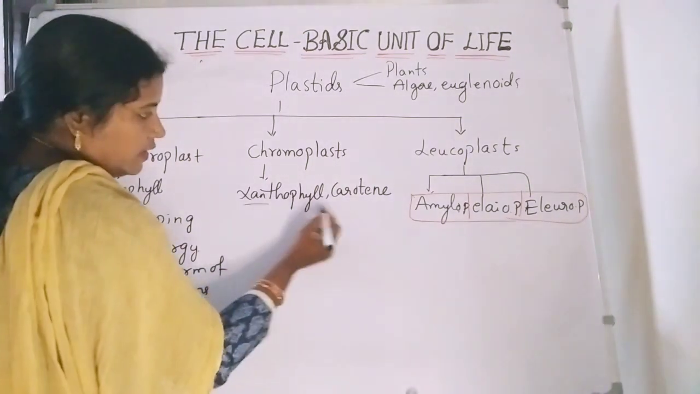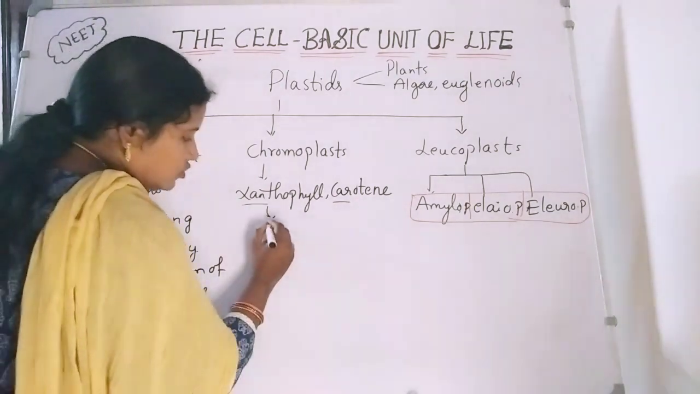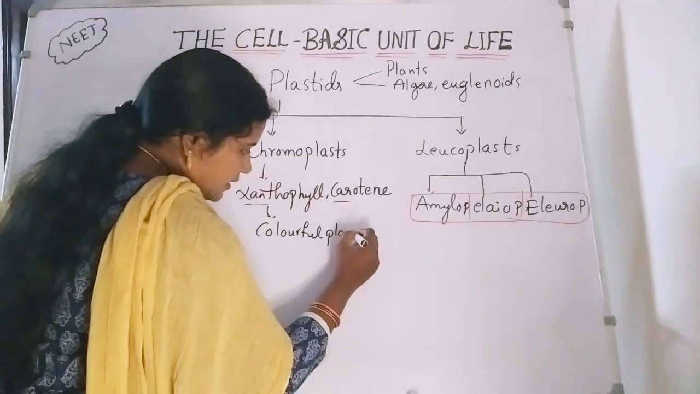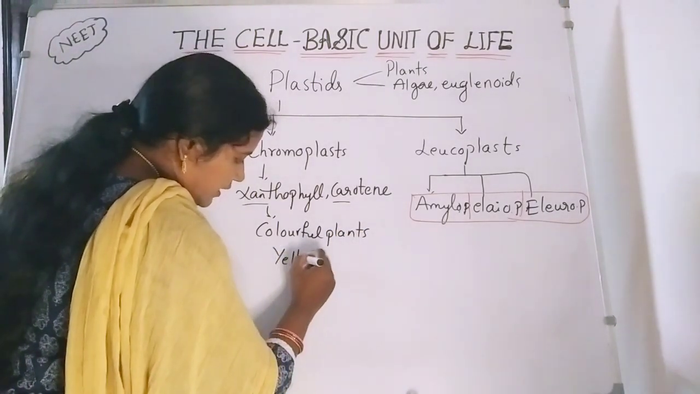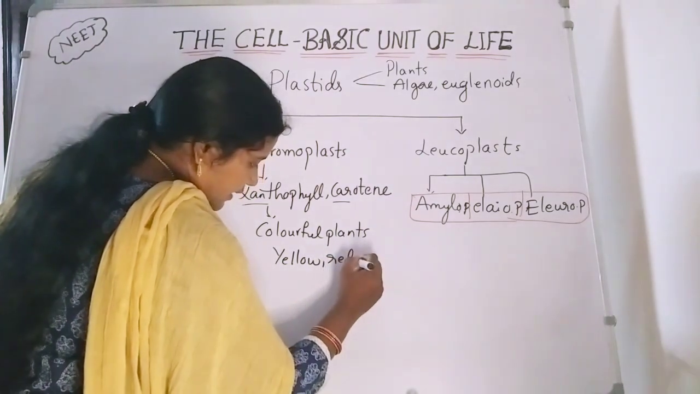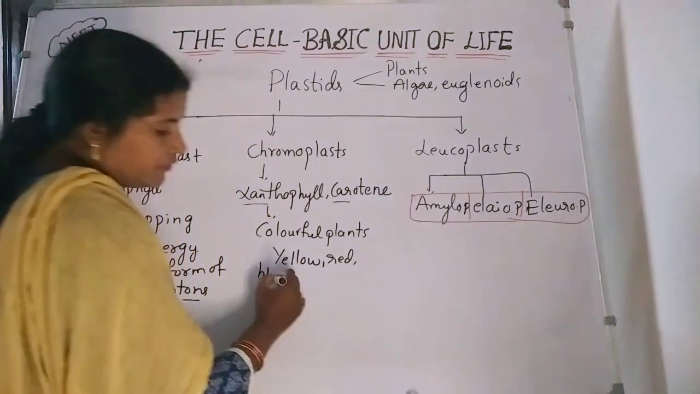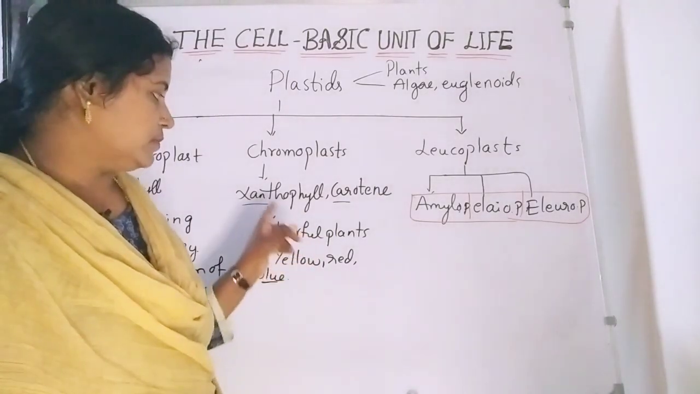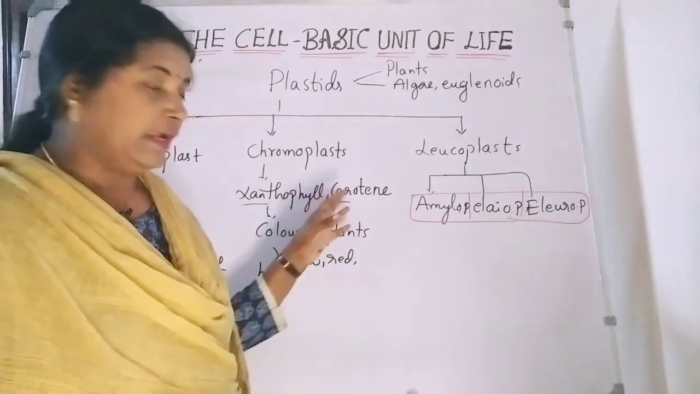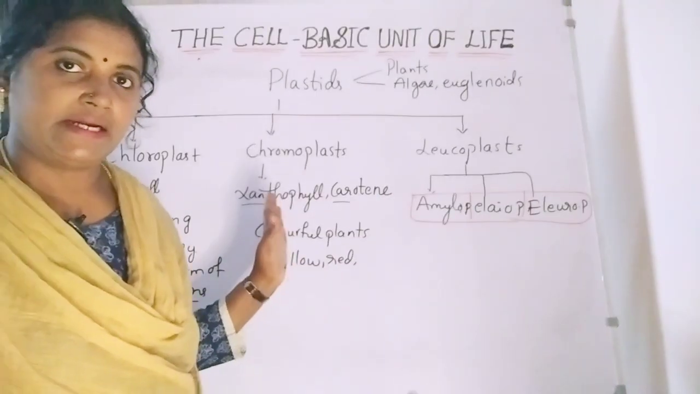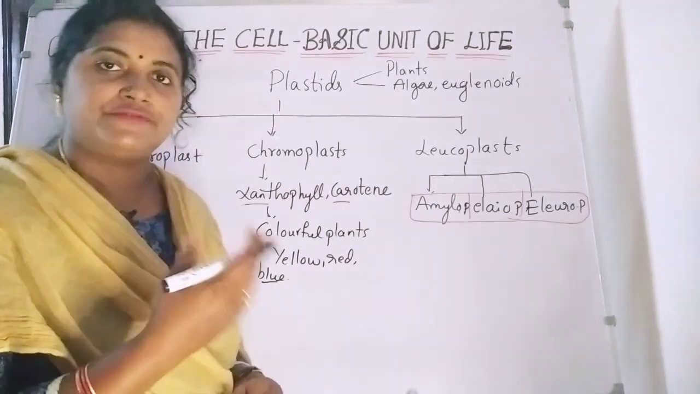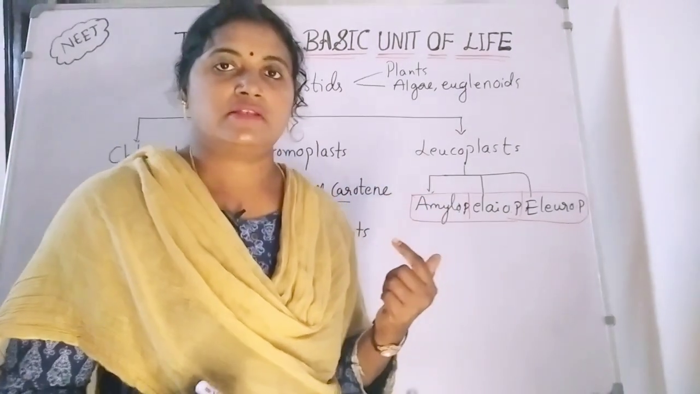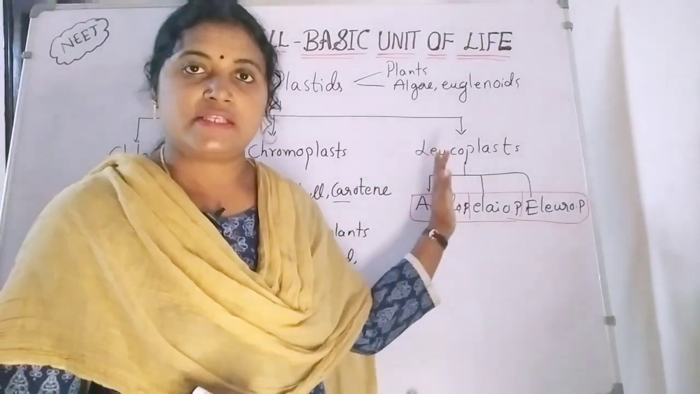Next one, xanthophyll and carotene. It is responsible for colorful plants, colors like yellow, red, even blue. So we are getting different types of plant colors. Different colors are possible with the pigments xanthophyll and carotene, which are present in the plants. Next, leucoplast. Leuco means colorless. So colorless plastids are known as leucoplast.